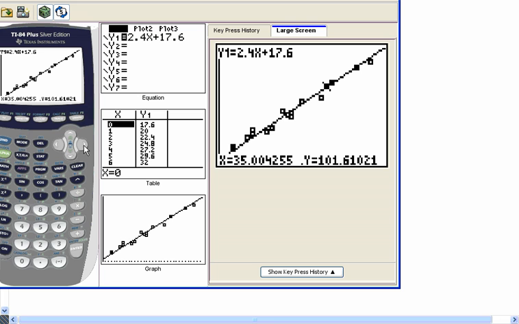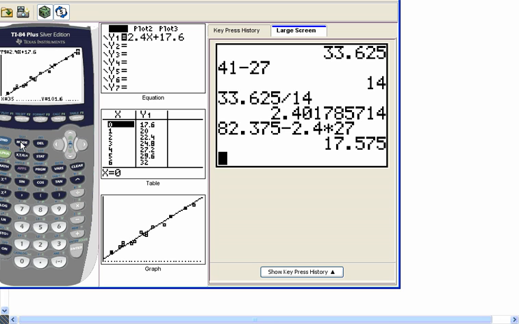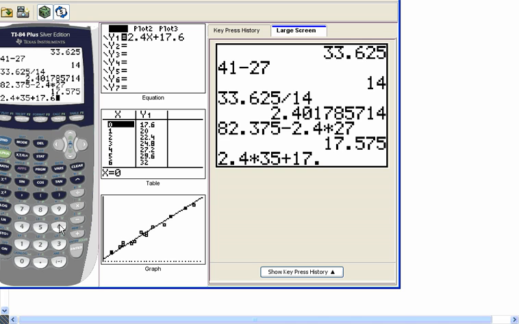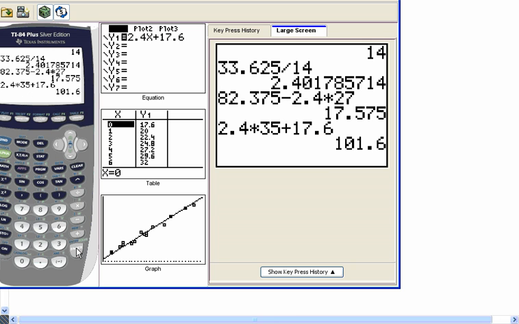And that's about right there, pretty close. So about 101 it says. I could just enter 35 since it's an input value on my calculator, and it'll take me right there, 101.6. Or I could just use the equation and do 2.4, that's my slope, times my input value, which is 35 breaths per minute, and then plus my y-intercept, which I believe is 17.6, and I get 101.6 that way also.